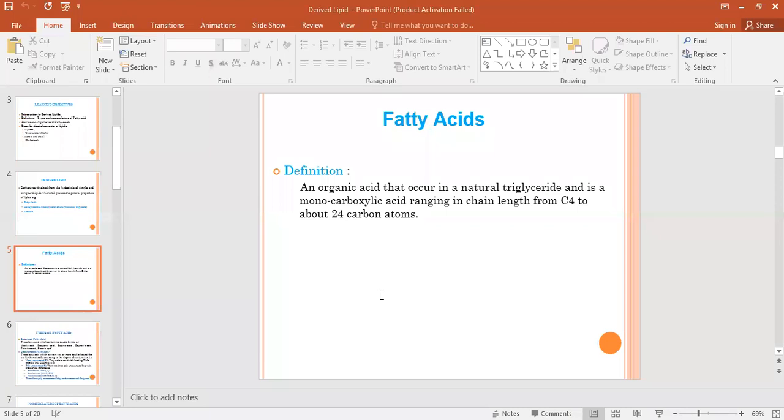Fatty acid, an organic acid that occurs in natural triglyceride and is a monocarboxylic acid ranging in chain length from carbon 4 to about 24 carbon atoms.